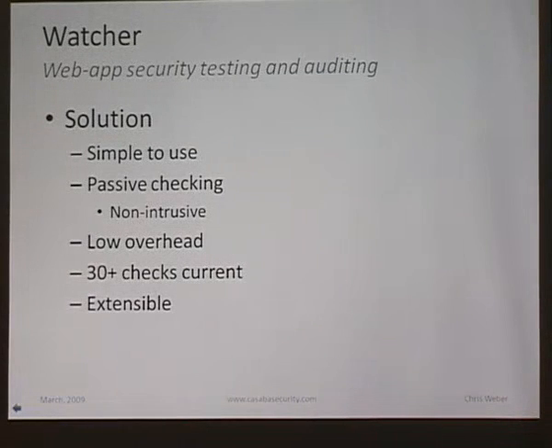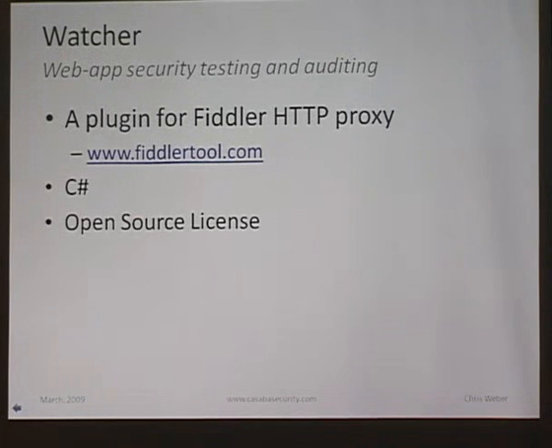Watcher is designed to be pretty simple to use. It's passive, so it just passively watches traffic. It's unintrusive. It's not like a scanner. It's not going to send any requests. It's just going to monitor all the requests and all the responses that come in, so it's pretty low overhead. Right now there are about 30 plus checks, and I'll go through them in this talk. It's also extensible. We're planning to release it under an open source license, so if people want to contribute checks, that'd be great. We've been contributing checks frequently, so every time a new issue comes up, we can implement a new check pretty easily.